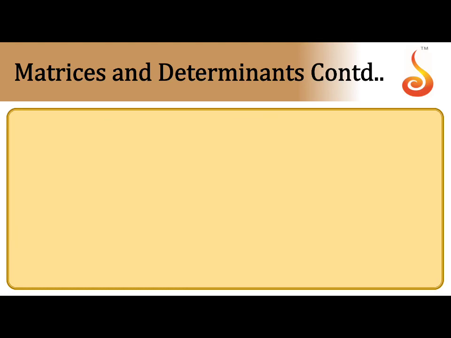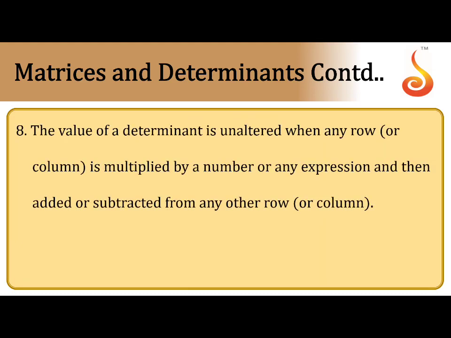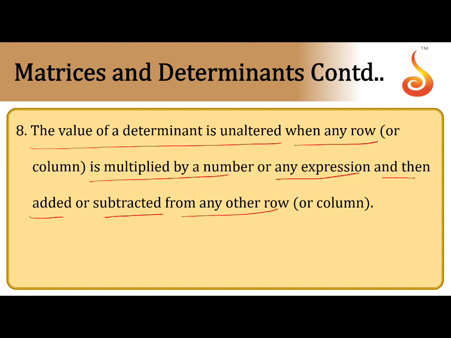Next, the value of determinant is unaltered when any row is multiplied by a number or any expression and then added or subtracted from any other row. So the value of determinant is not changed. The value of determinant is unaltered when any row is multiplied by a number or any expression and then added or subtracted by any other row or column. The value of determinant is not changed.